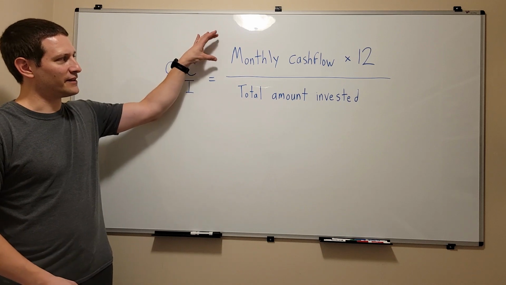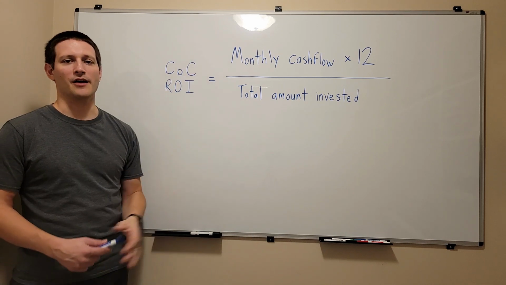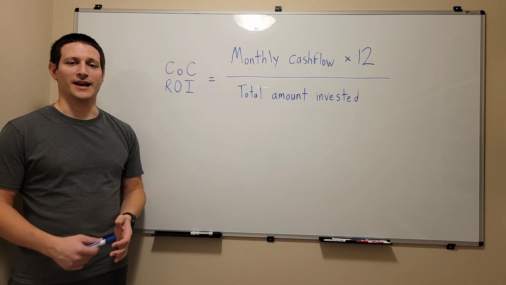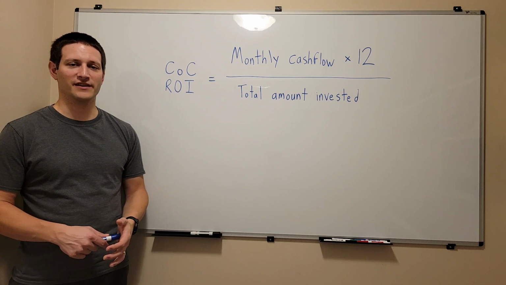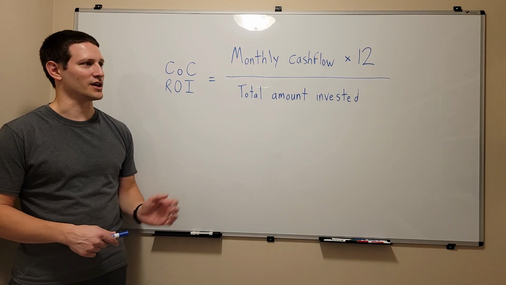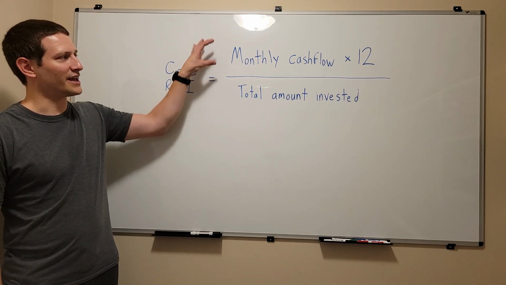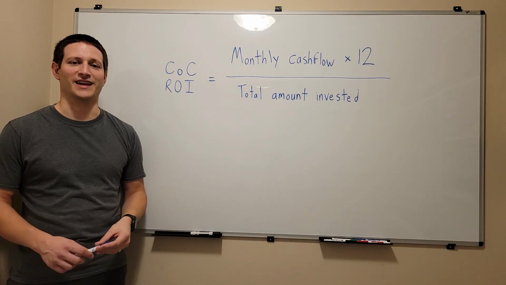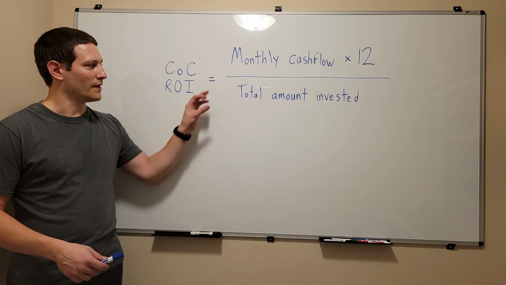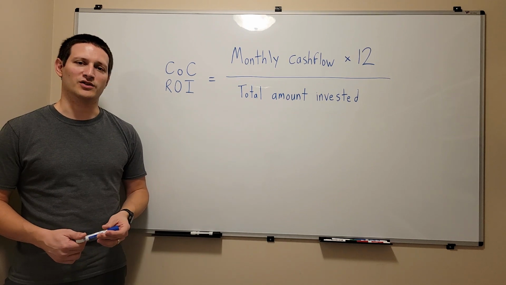So the top part of the equation, we talked last week about how to determine how much cash flow. Again, you can go back and watch all of the previous parts of the series about how to determine your income, your expenses, your reserves, and ultimately your cash flow. But you would take that monthly cash flow number, multiply it by 12, and that gives you your annual cash flow. The bottom part of the equation is the total amount invested.